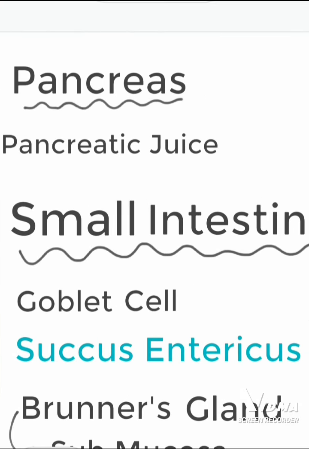Next one is the pancreas. Pancreas is a heterocrine gland, that is, it has two parts, exocrine part and the endocrine part. Exocrine part secretes pancreatic juice and the endocrine part secretes two hormones, insulin and glucagon. The exocrine part, that is the pancreatic juice, has some enzymes in its inactive form like trypsinogen, chymotrypsinogen, carboxypeptidases, and some others. And the next part is the small intestine.